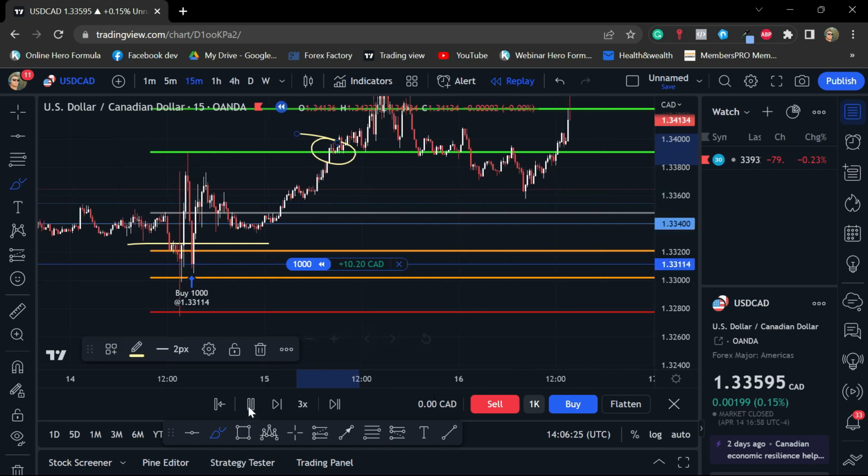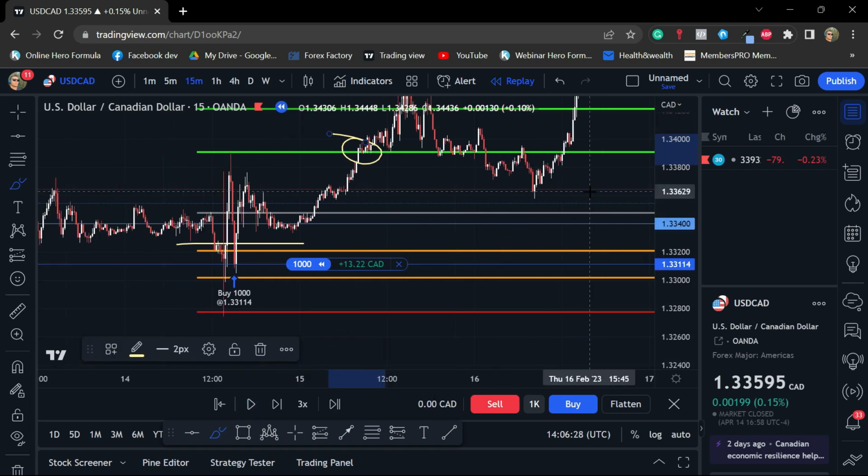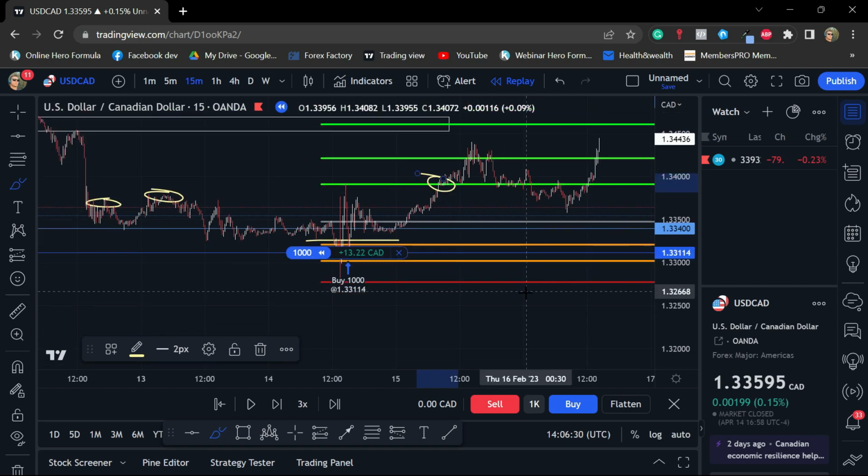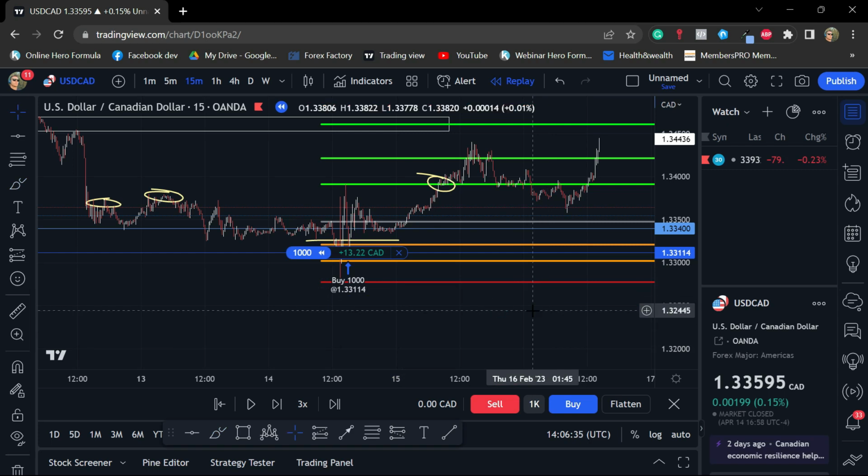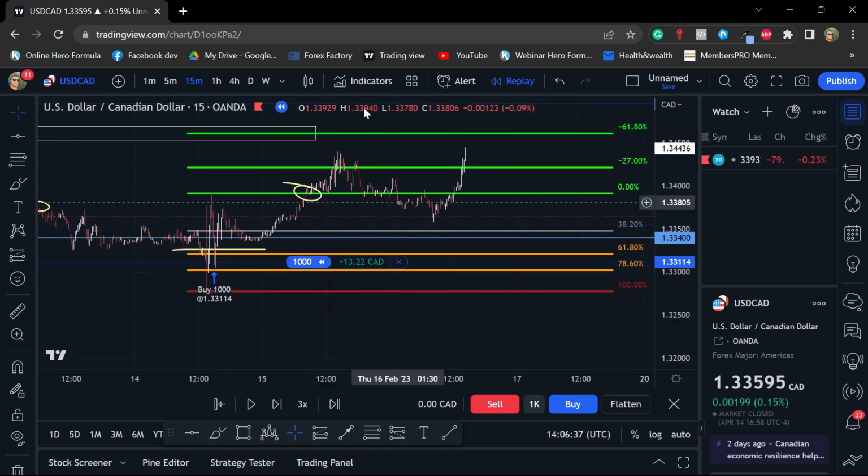Also want to show you guys something. I just saw something amazing right there. Okay, look at this. So first of all, we have a flag pattern happening as well.